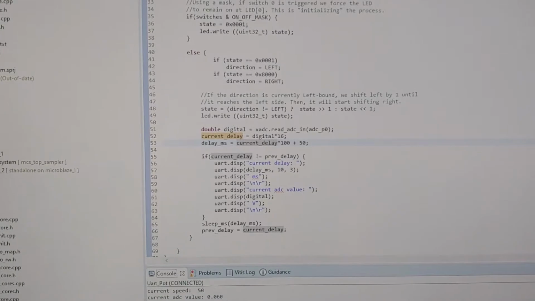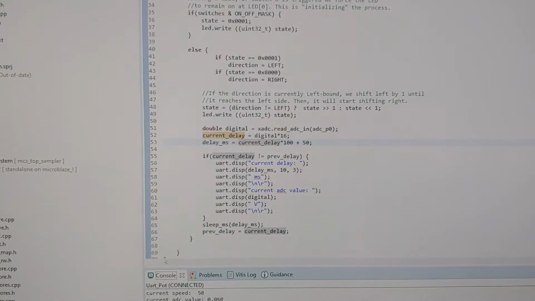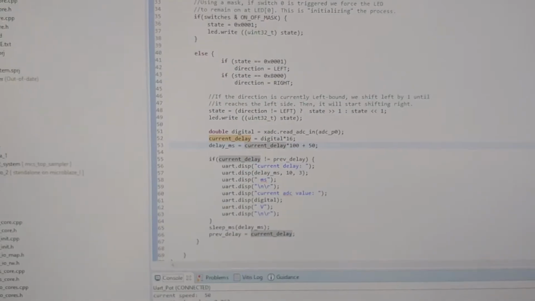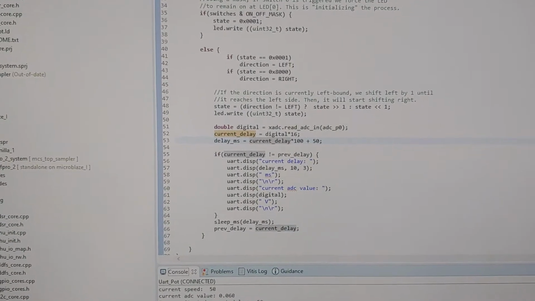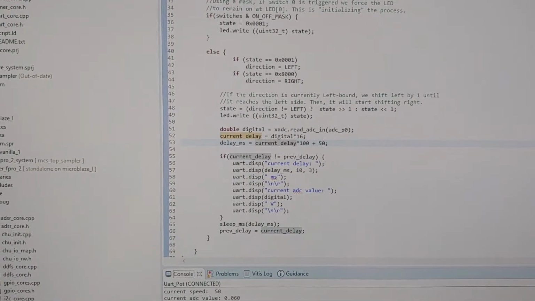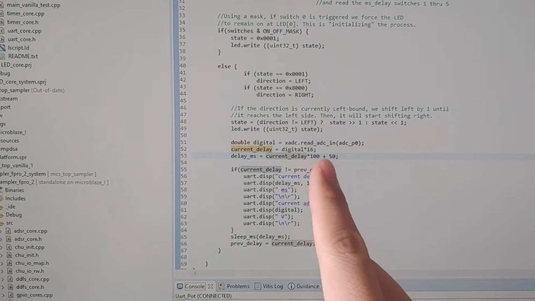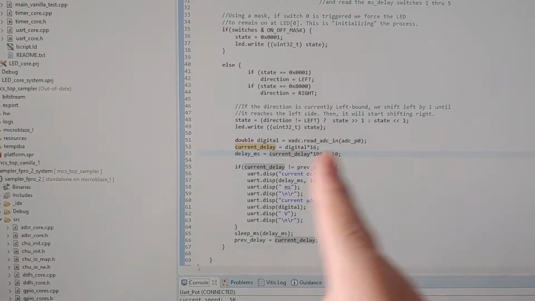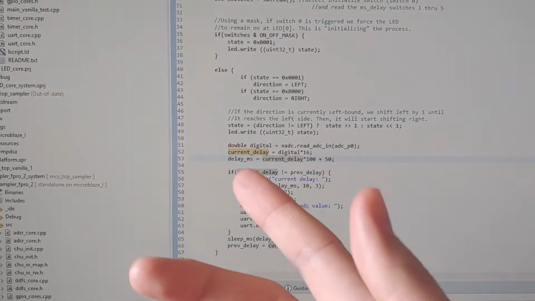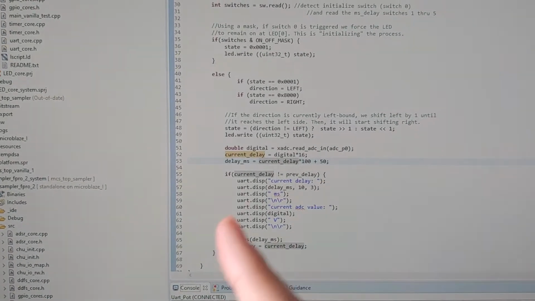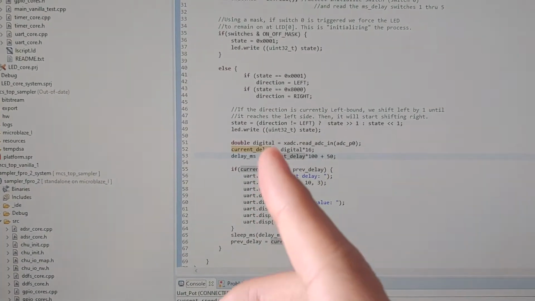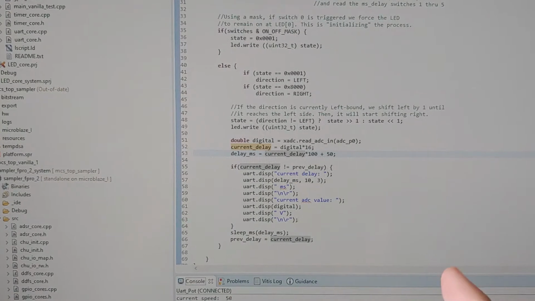Depending on if our potentiometer is allowing 1 volt through or nearly 0 volt through, depending on our turn, we will get that value times 100 plus 50. So that gives us our delay from, let's say, 0 times 100, which is 50, all the way up to 16 times 100, which is 1600 plus 50.